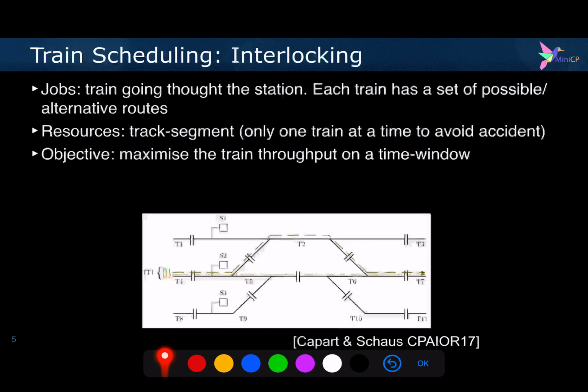Train scheduling. So the trains, when they arrive in a station, are moving in tracks like this, and they have exchange points like these ones, or simply points. And the goal is to maximize the train's throughput on the time window, but you have limited resources, and obviously these are the track segments. You cannot have two trains within the given track segment, because you want to avoid accidents. And the jobs are the trains that are moving in the station.